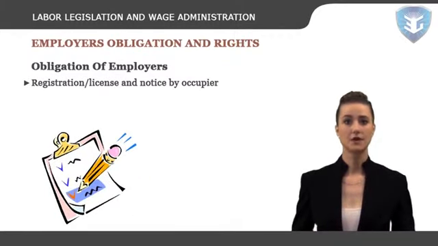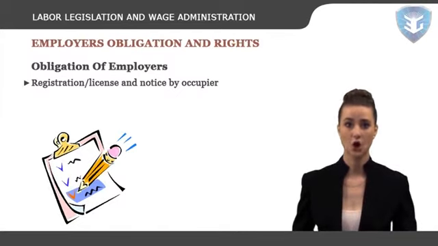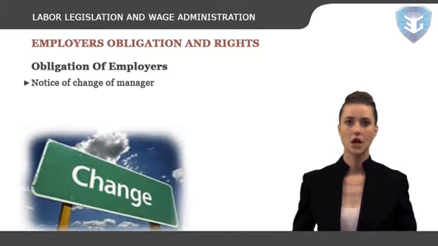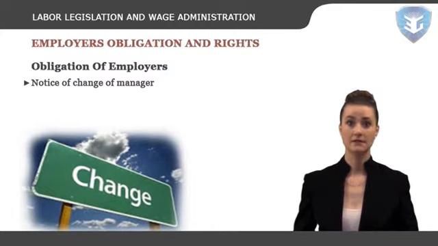Registration, license, and notice by occupier. The occupier of a factory is also required to get the factory registered for obtaining a license for operating it and send a notice of occupation to the chief inspector of factories at least 15 days before he begins to occupy the factory. Notice of change of manager. Whenever a new manager is appointed, the occupier must intimate the inspector and the chief inspector in the prescribed form within 7 days from the date he takes over the charge.